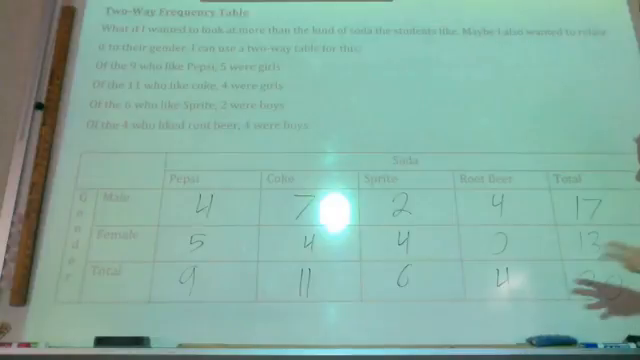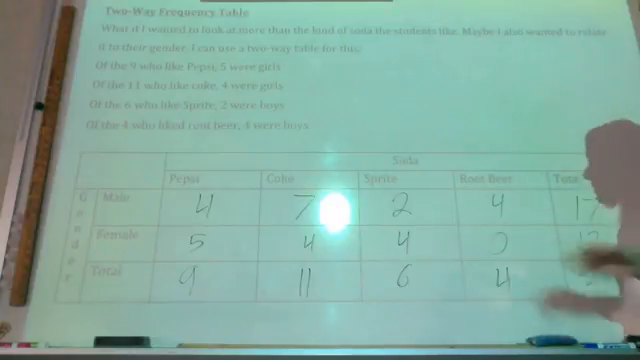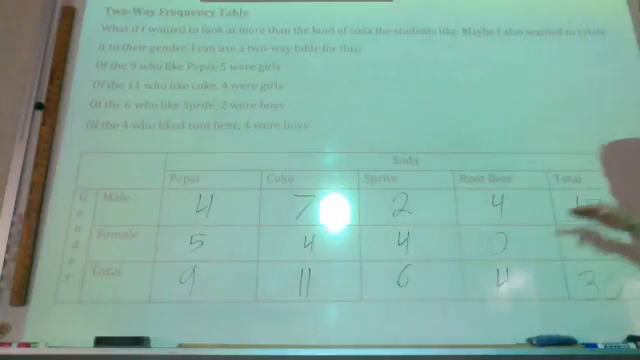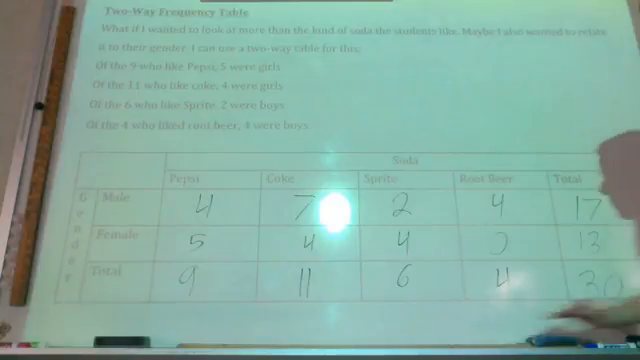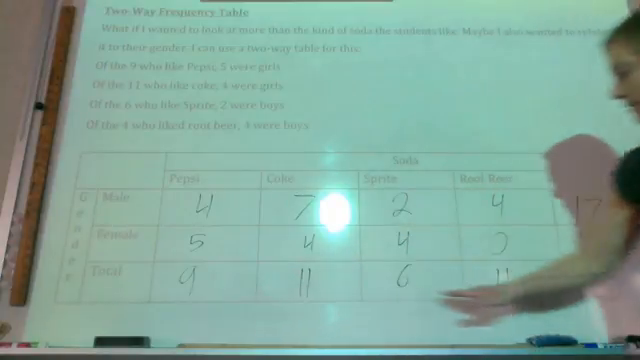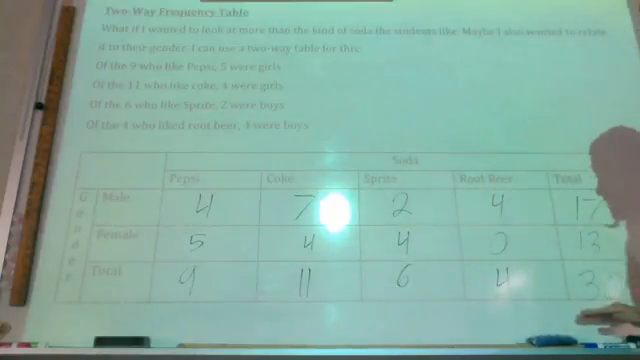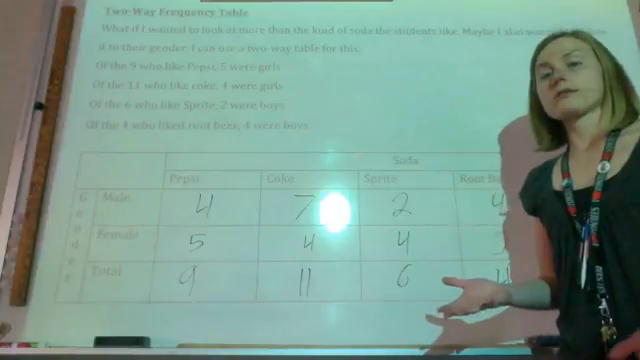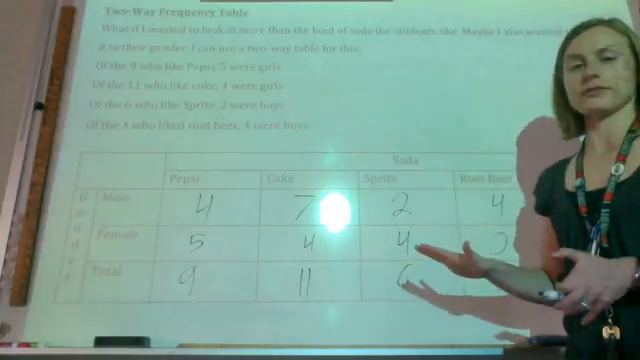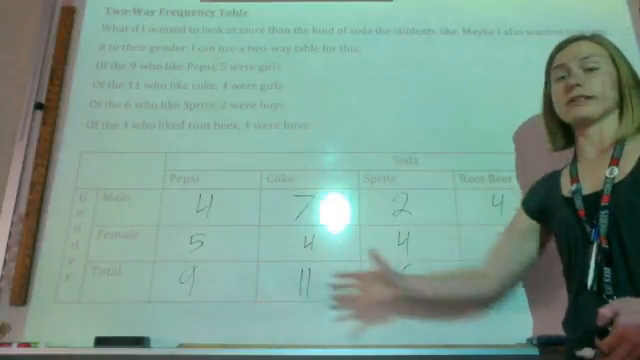Okay? And another way for you to tell if you did your table correctly is that your number of totals this way and your number of totals going this way should also add up. So if you're getting that this way they add up to 30, but this way you're adding up to 28, then you did something wrong. So this is nice because it checks itself. So this is what a two-way table looks like.